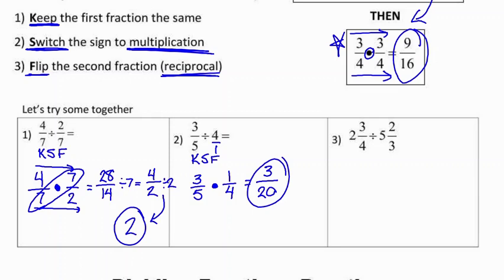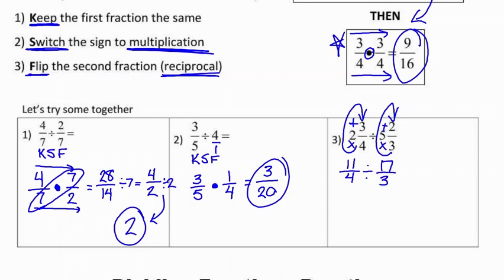Now number 3 is a little bit more complicated. I have 2 mixed numbers that are there. So a lot of you are going to try to shortcut this. Don't shortcut it. Write out all your work. Turn them into improper first. And keep that division symbol for right now. 4 times 2 is 8. 8 plus 3 is 11 over 4. 3 times 5 is 15, plus 2 more is 17 over 3.